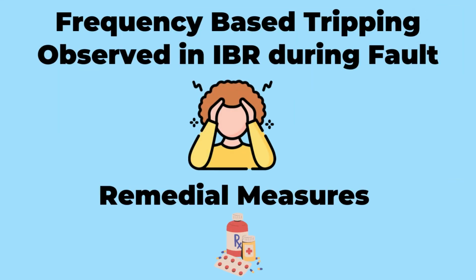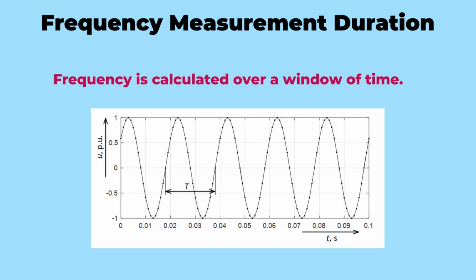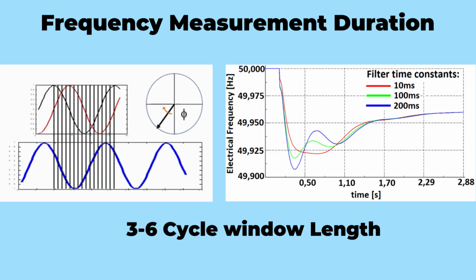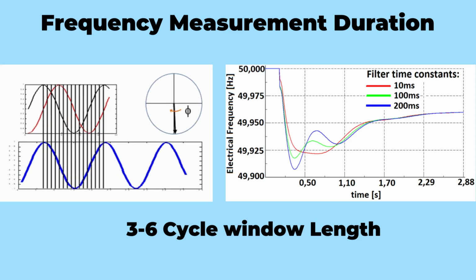In response to the frequency-based tripping observed in inverter-based resources during faults, a series of remedial measures can help in ensuring accurate frequency measurements and reliable protection. Let's explore these measures in detail. One of the key aspects that should be addressed is the duration of frequency measurements. It is recognized that calculating frequency over a specific window of time provides more accurate results while filtering out noise and transient variations. Typical window lengths range from 3 to 6 cycles, which translates to approximately 60 to 120 milliseconds in a 50 Hz power system. By utilizing this windowed approach, the frequency measurements become more robust and reliable.